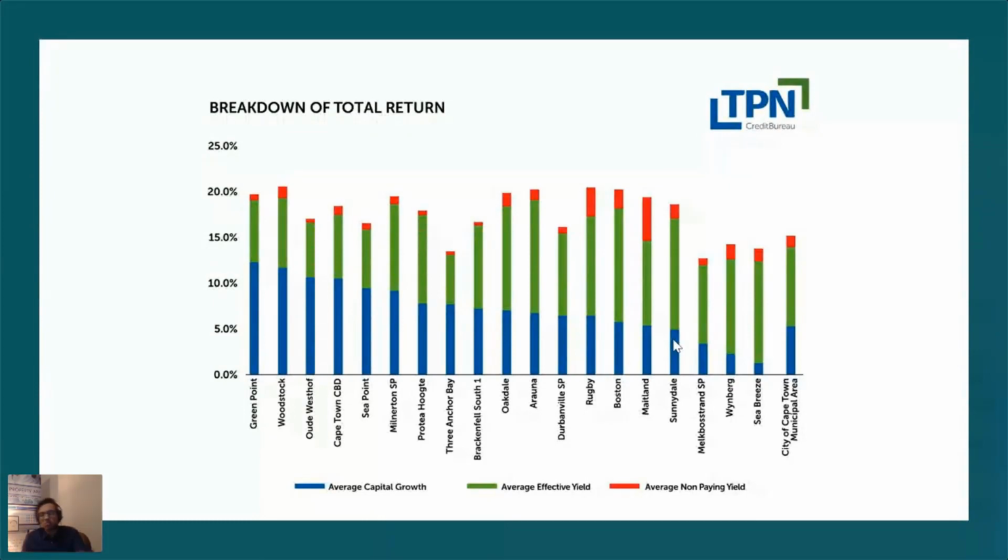So what this is saying to me is I'd probably try the flipping strategy in Greenpoint: buy low, force the value of the property by renovating it and sell it for profit, because it's got a very nice financial status for flips. If you're looking at Oakdale, I'd say that would be your buy-to-let, maybe multi-let market, because it's got a good rental yield. And then areas to avoid might be Maitland, just because of the high risk of tenants not paying on time. So that's a little snapshot of Cape Town.